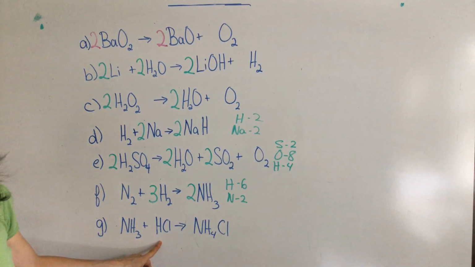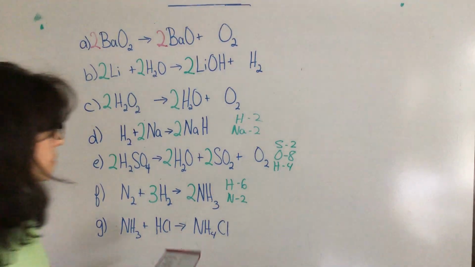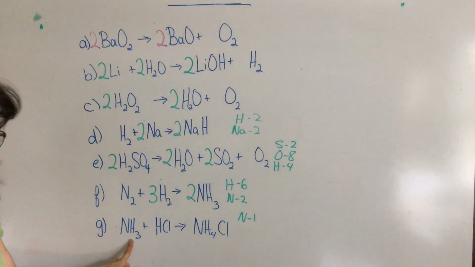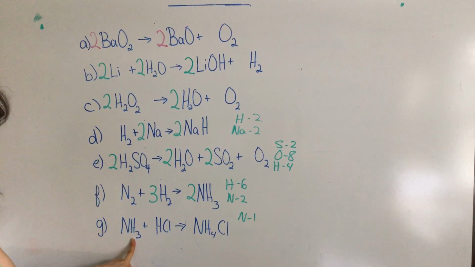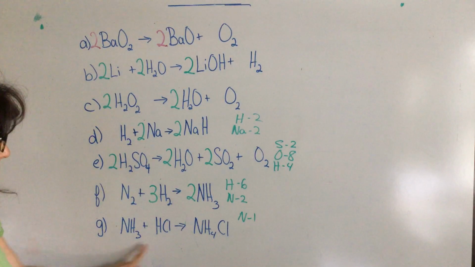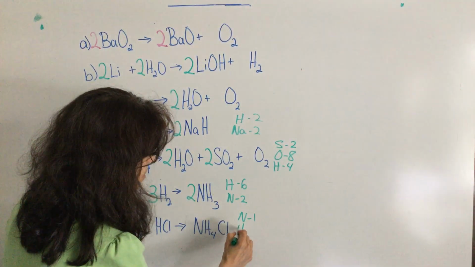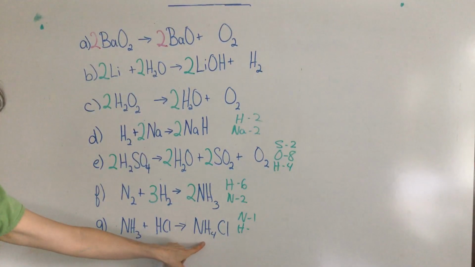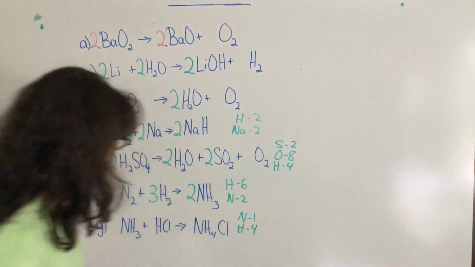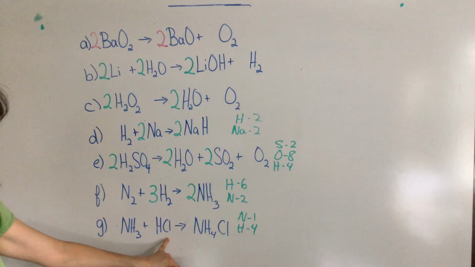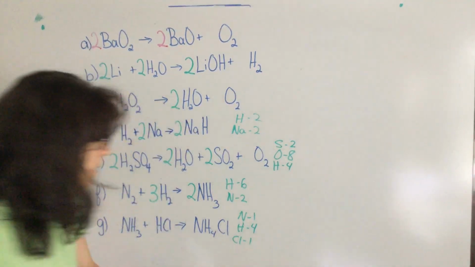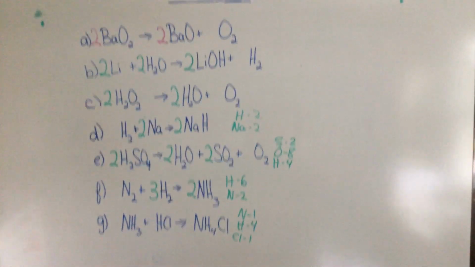Take a look at this. It might be a little tricky. Let's just count them. Nitrogen, there's 1 nitrogen on each side. I think that's pretty easy. Take a look at the hydrogen. 3 hydrogen in ammonia and 1 hydrogen in hydrochloric acid. So that gives us 4 hydrogen. And then you can see on this side, the ammonium chloride has, in fact, 4 hydrogen. There's only 1 chlorine in the reactants and 1 chlorine in the product. All right, I'm just going to go ahead and end that.